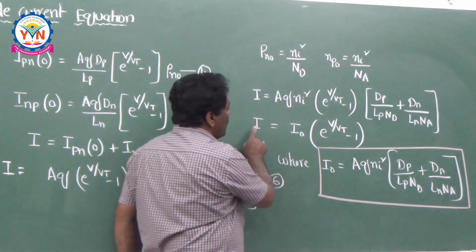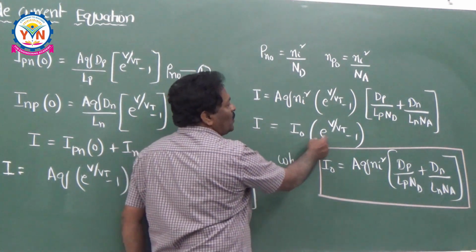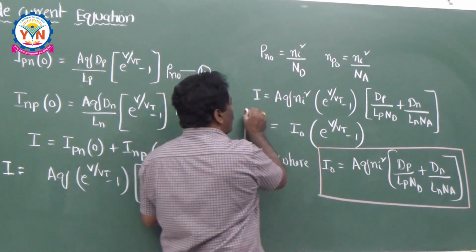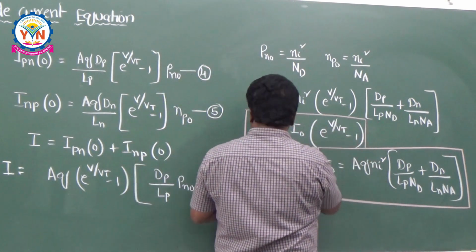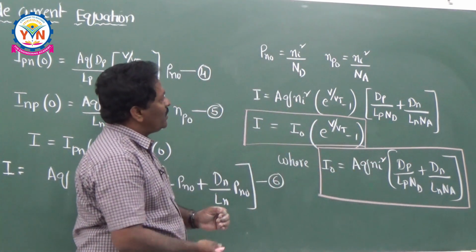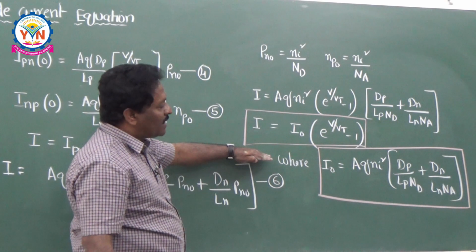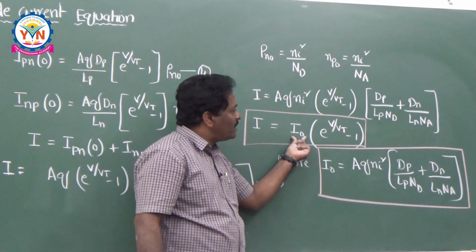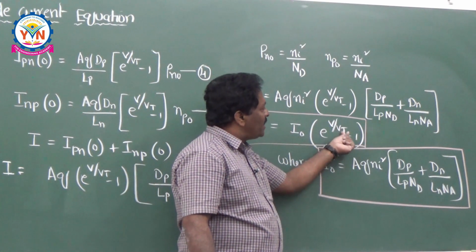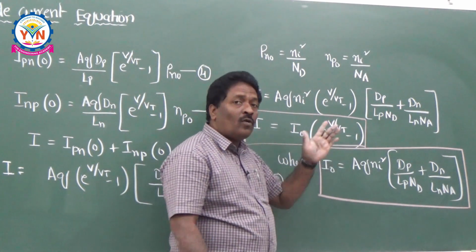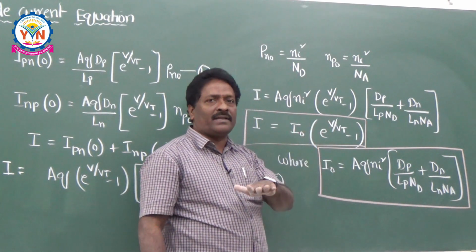Whereas I is equal to I naught into e to the power of V by Vt minus 1 is the current equation, the most important equation to calculate the current flowing through the diode. Okay, so this way you have to calculate. Your I naught is nothing but the reverse saturation current. In e to the power of V by Vt, V means the applied voltage across the diode. Vt means volt equivalent of temperature.